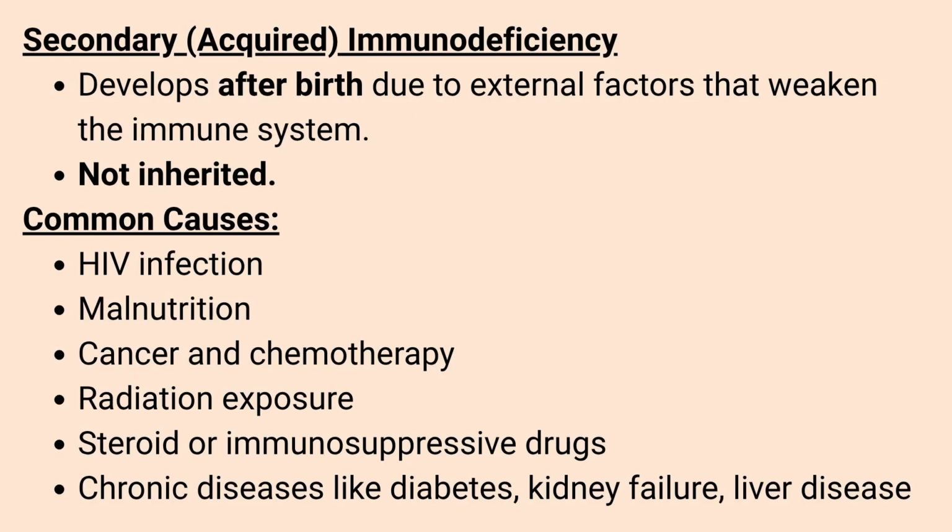Secondary or acquired immunodeficiency. These are not inherited. They develop after birth due to external factors that weaken the immune system. Common causes include infections like HIV, malnutrition, cancer and chemotherapy, radiation exposure, steroid or immunosuppressive drugs after organ transplant, and chronic diseases like diabetes, kidney failure, or liver disease.